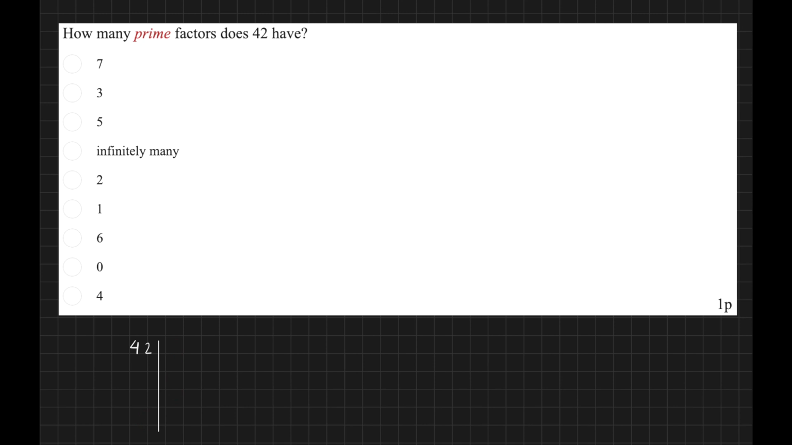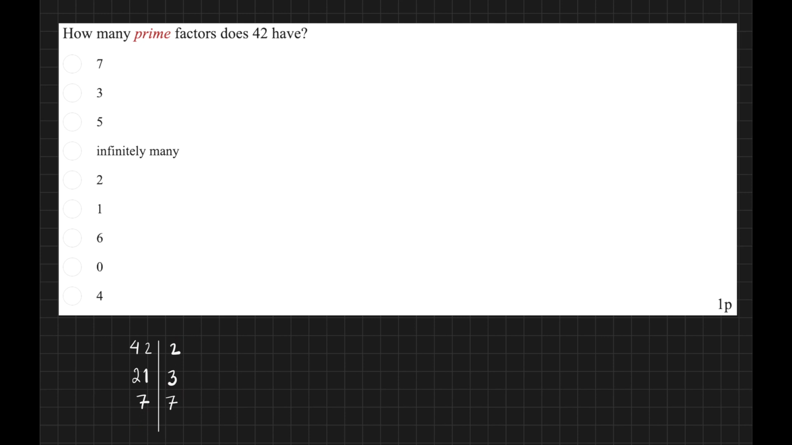One of those is 2. So I put 2 here, and then I divide 42 by 2, it becomes 21. Then I ask the same question again. What is a prime number so that 21 is divisible by that prime number? The answer is 3. So then it becomes 7. And I ask the same question, what is a prime number so that 7 is divisible by? The answer is 7 itself.